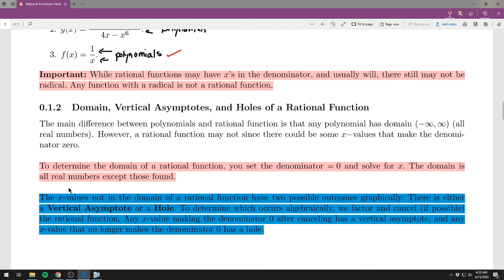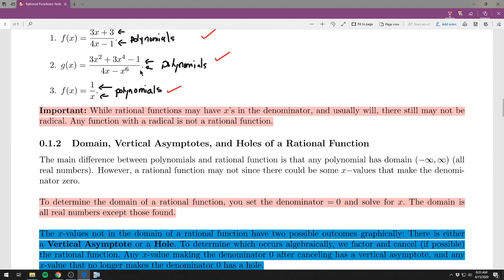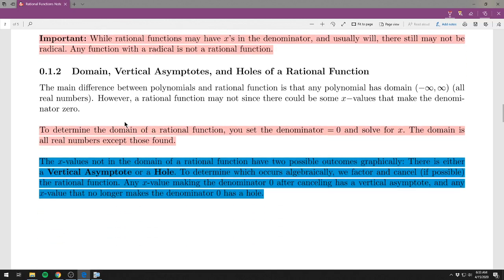So the first thing to talk about, because rational functions have denominators with x in them, sometimes you can divide by 0. Right, for this third one here, if we plugged in 0, we would get 1 over 0, which is bad. Right, that's going to be a problem. And that's corresponding to the domain of a rational function. This is something you've probably done before in college algebra. To determine the domain of a rational function, you set the denominator equal to 0 and solve for x. And the domain is all real numbers except the x values you find.